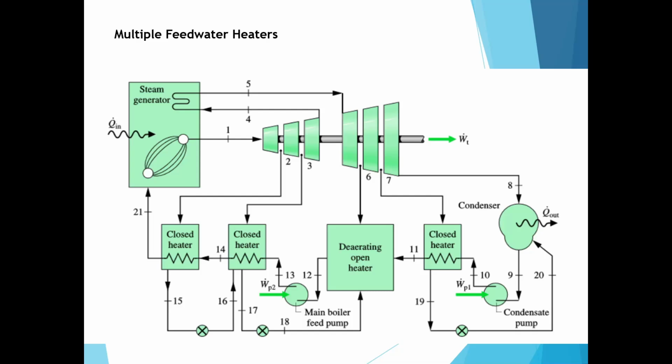Now in this diagram you can see there are 3 closed feed water heaters, one here and another there, and you have an open feed water heater here, right? So you can see steam is extracted from different points, right? 2, 3, 6 and 7. Likewise the steam is extracted, and again directed to open and closed feed water heaters for heating the feed water, right?